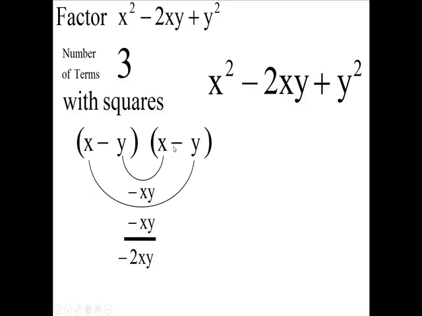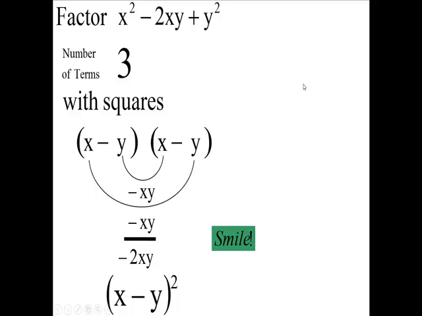Now, one day when I was teaching this, somebody told me, Mr. Bump, that looks like a smiley face. And because I got the same number here that I got here, indeed, that thing really does smile at you. So, we can write this twice, or I can write it with a perfect square. What's that little 2 called? Square. Because this negative 2 is the same as this negative 2, we have a perfect square trinomial.